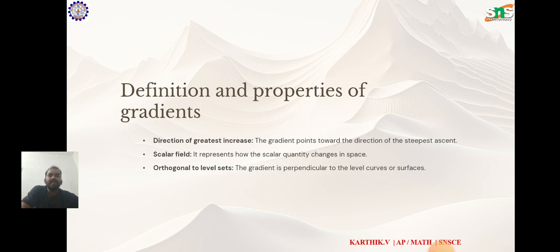Directional derivative. The directional derivative of a scalar field f in the direction of a unit vector v is given by the dot product of the gradient of f and the unit vector v: D_v f equal to del f dot v. This measures how f changes as you move along the direction specified by v.